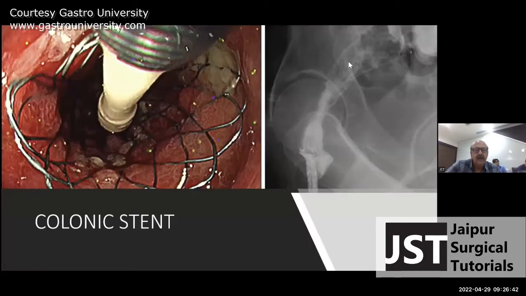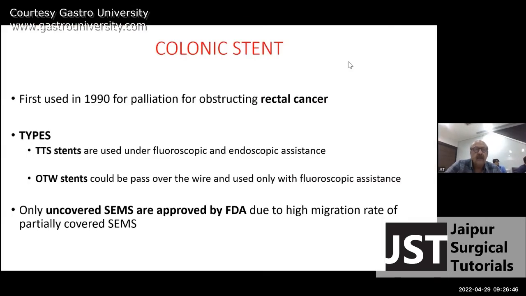So this is how a colonic stent looks after deployment. Colonic stents were first used in 1990 for obstructed rectal cancer. They can be of two types: either through-the-scope stents, which require fluoroscopy and endoscopic assistance for deployment, or over-the-wire stents, which are passed over the wire and used only with fluoroscopic assistance.